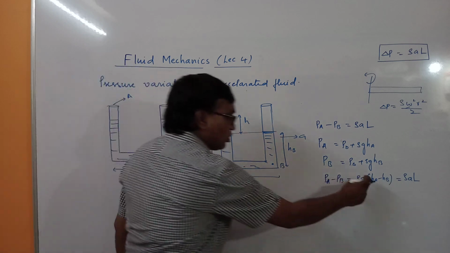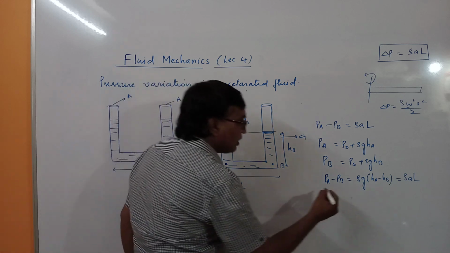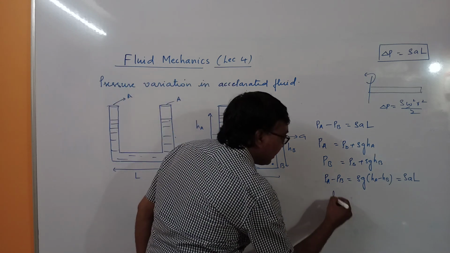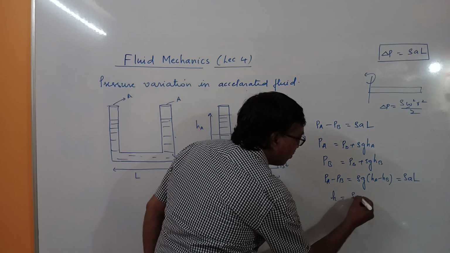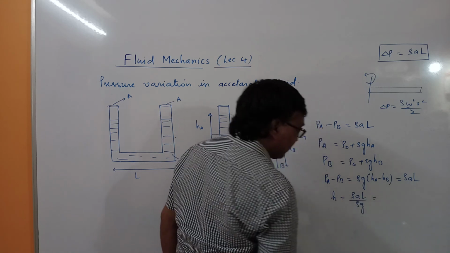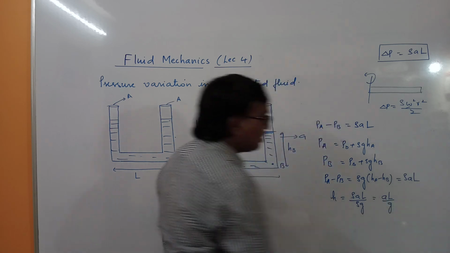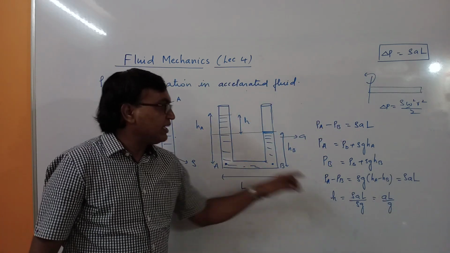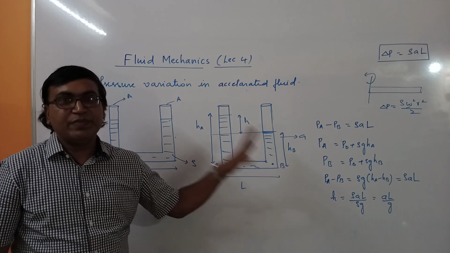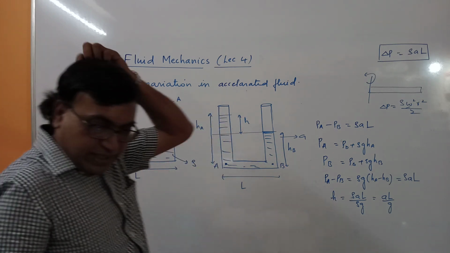So we want the difference in height, that is H. That difference in height H will be equal to rho A L by rho g, which is nothing but A L by g. So this is the difference in height, HA minus HB. Fine. Okay, now next.